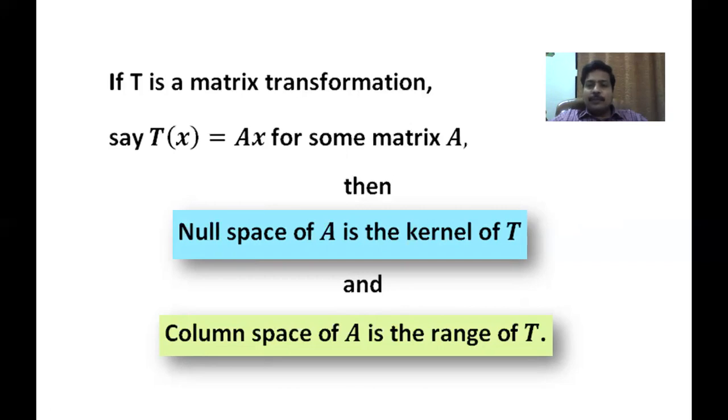Null space is the solution set for the homogeneous equation, and column space of A is the range of T. All possible linear combinations of the columns of the matrix will be in the column space. So in matrix form, null space of A, or null A, will be the kernel of T, and the column space of A is the range of T, that is R of T.